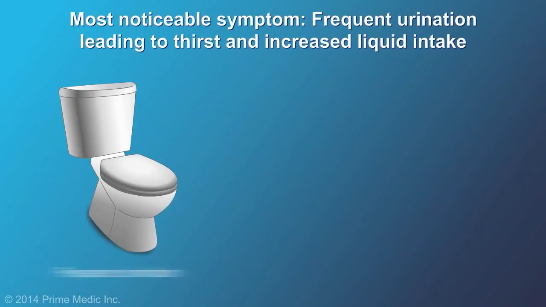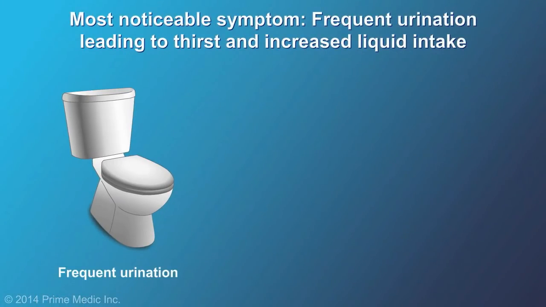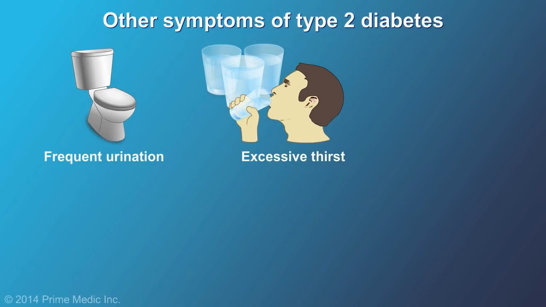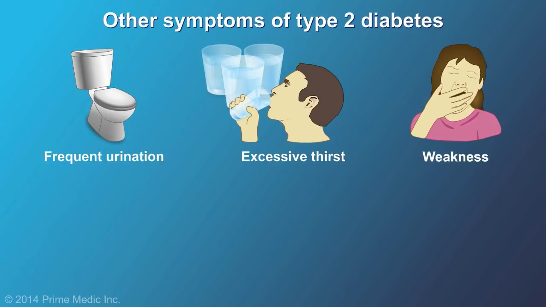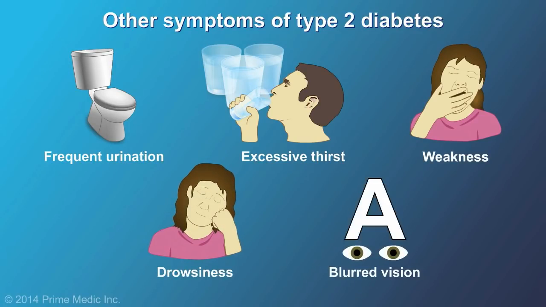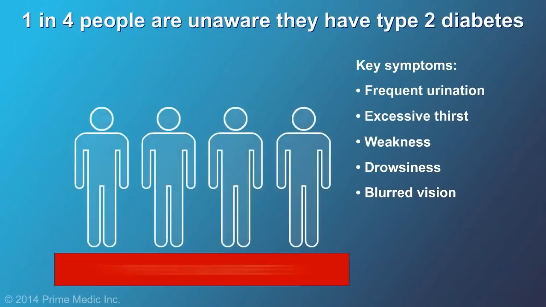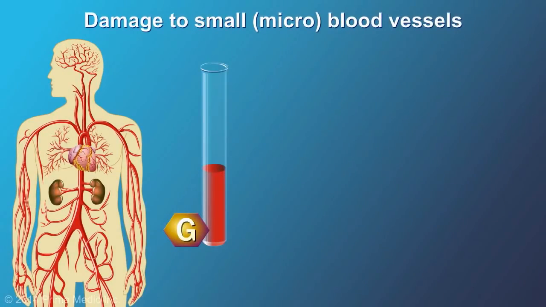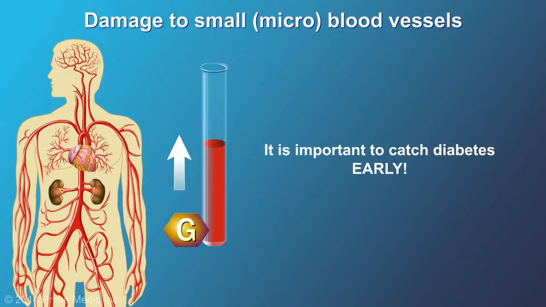The most notable symptom of diabetes is frequent urination and excessive thirst. Other symptoms include weakness, drowsiness, and blurred vision. These are caused by chemical imbalances in the blood related to high levels of blood glucose. About 1 in 4 people with type 2 diabetes are unaware that they have the disease. It is important to catch diabetes early.